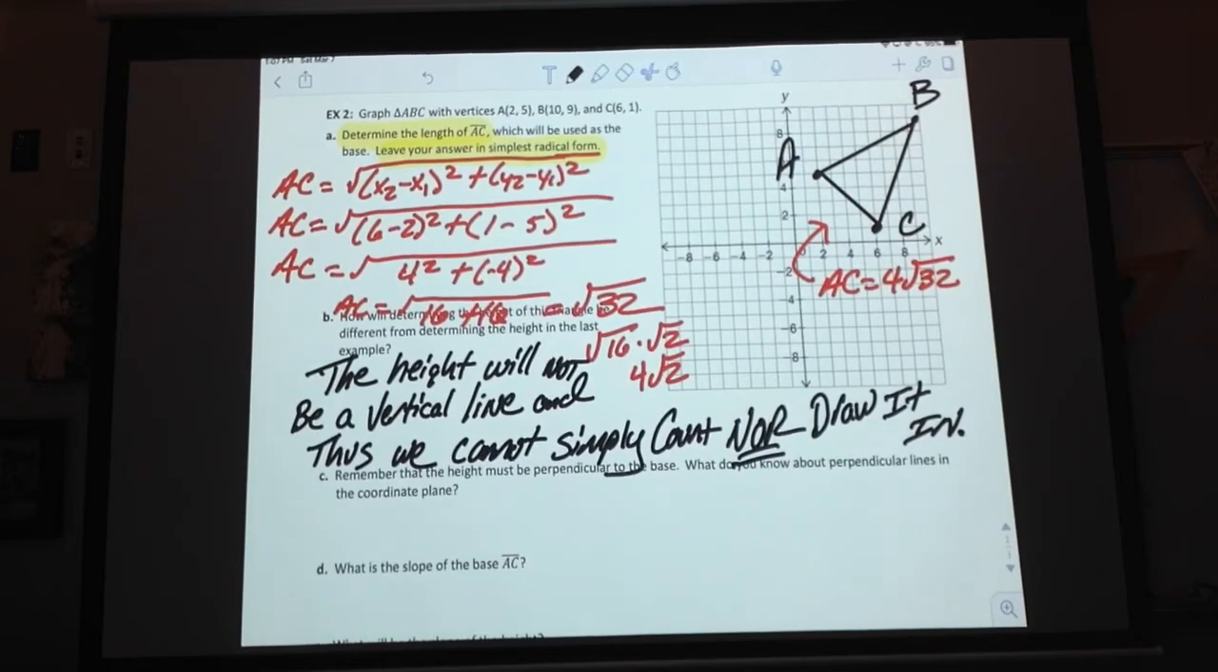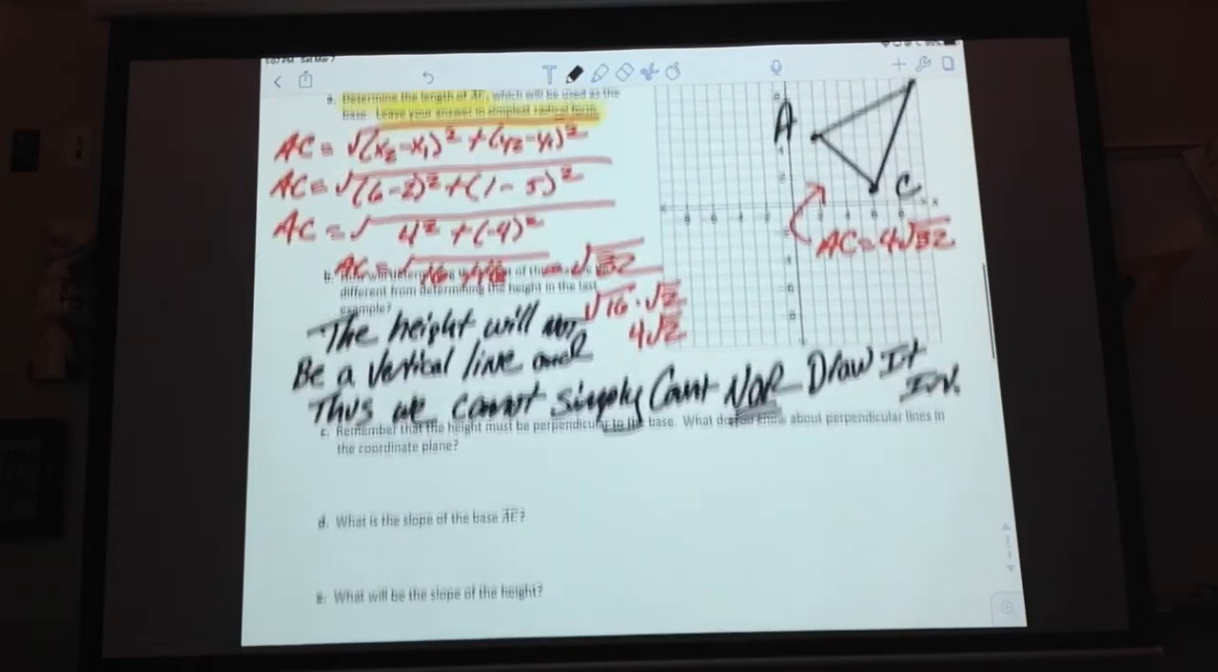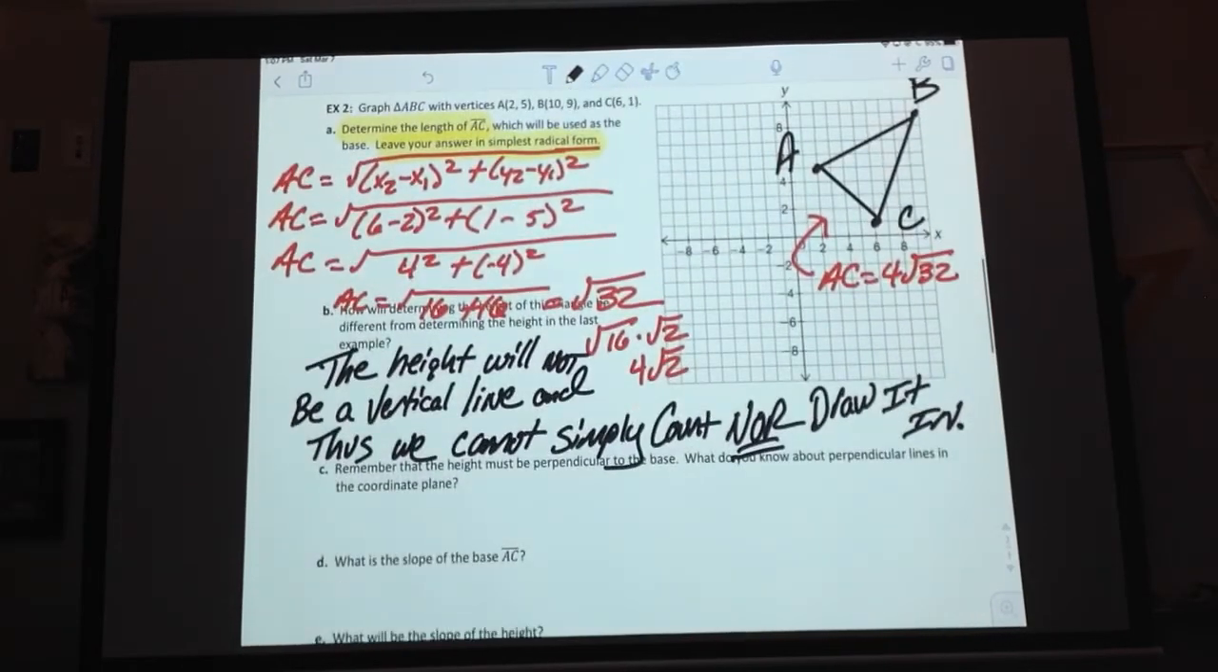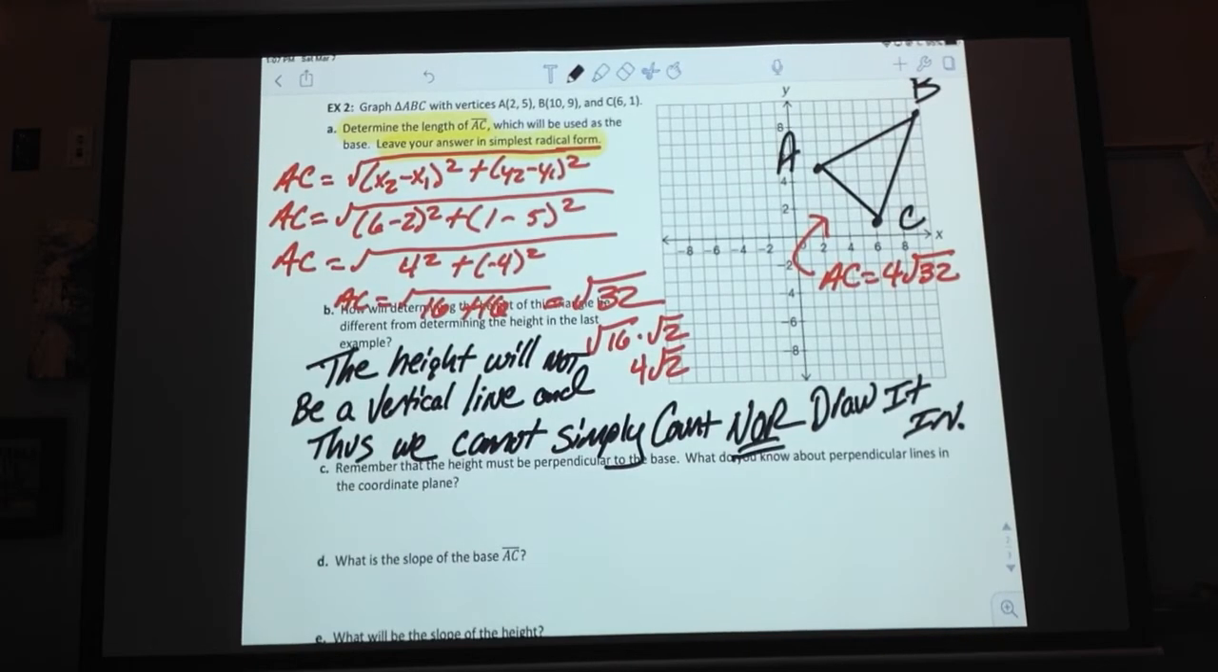We know that we still want the height to come out of vertex B because we want AC to be our base. Okay? So, and it's going to be hard to keep the graph on here as I do this. So you're going to see me scroll a whole lot. Okay? The next question, it says, remember that the height must be perpendicular to the base. Well, I've already said that. What do you know about perpendicular lines in the coordinate plane?